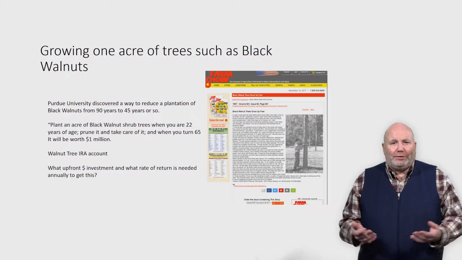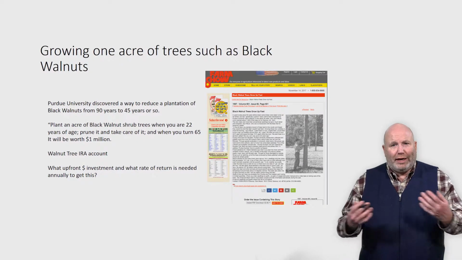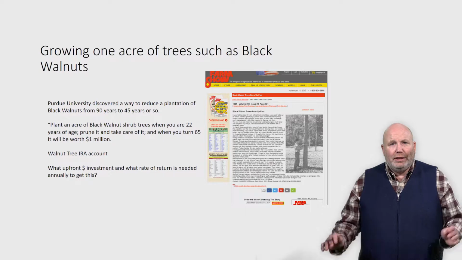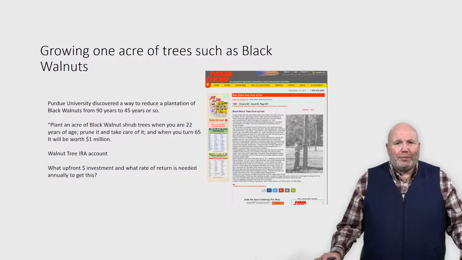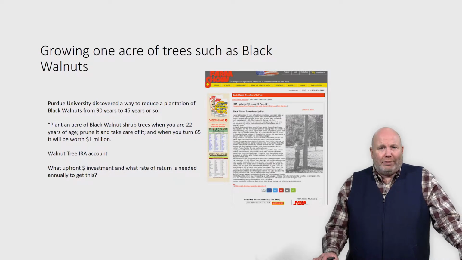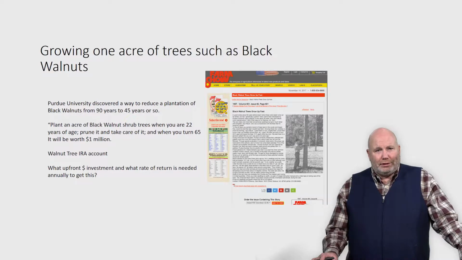Black walnut wood is very highly prized in furniture. It's very highly prized in tables and chairs and so forth, bookcases. So what the Agricultural Experiment Station economists were saying was, look, if you plant an acre of black walnut trees when you're 22 years of age, prune it, take care of it, put a fence around it, when you turn 65, it will be worth $1 million. They talked about this almost like an IRA account. It's a walnut tree IRA account, is I guess how I would call that.